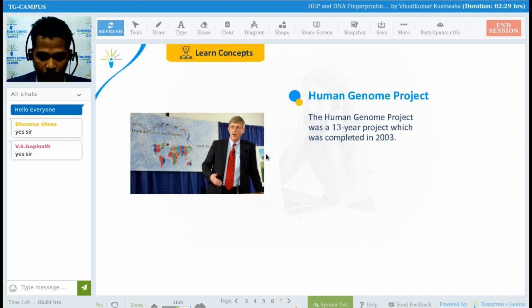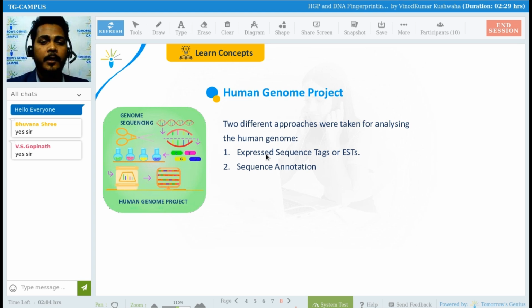Yes. So as you can see, the Human Genome Project was a 13 year project which started in 1990 and was completed in 2003. Now, what is the goal of the Human Genome Project? Or simply, what is the methodology, or we can say the different approaches, of the Human Genome Project?